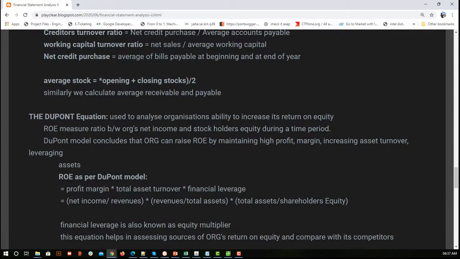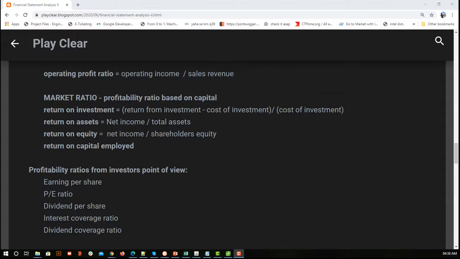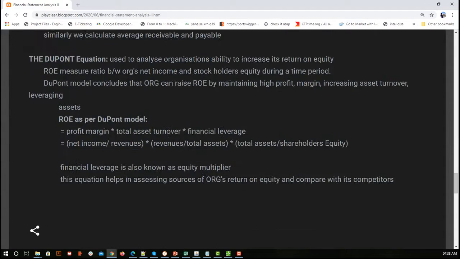Now the final topic is the DuPont equation. This completely focuses on return on equity. Here we are seeing from shareholders equity how much net income is generated, or how much shareholders equity contributes to net income. So just remember this formula: net income by shareholders equity.